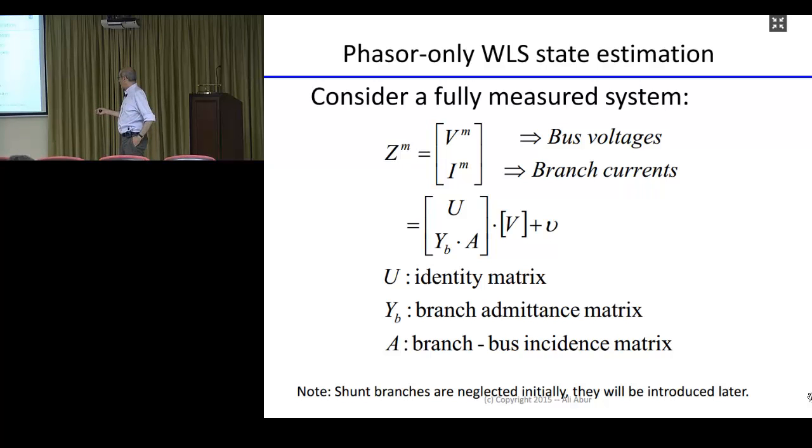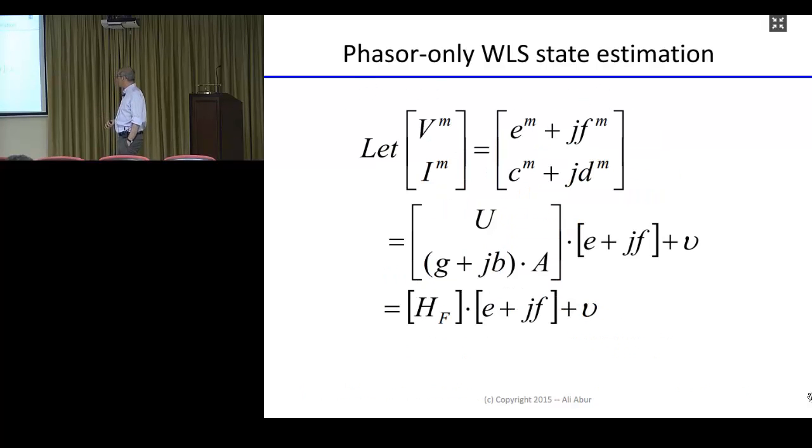So at this point, we are neglecting them, but we will introduce them later. So when you neglect them, then you can write this expression in a simplified fashion. Before I do that, let me say that we would like to work with actual real numbers rather than complex numbers. So we take this measurement vector z, and we express the measured values in rectangular coordinates. For the voltages, you have real and imaginary parts, currents the same.